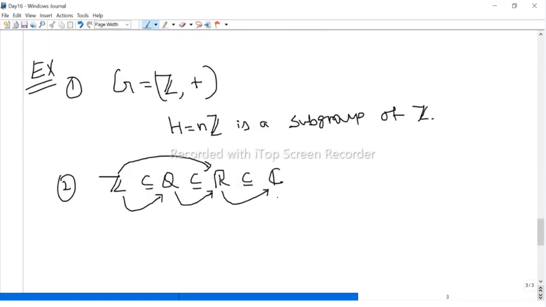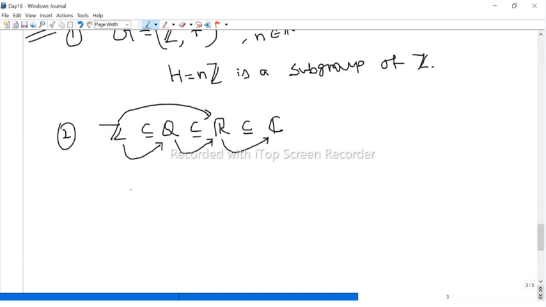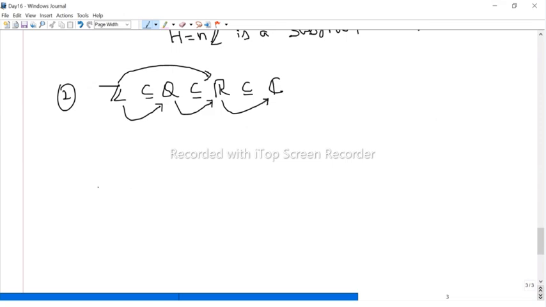So in Z, the only subgroups are nZ, where n is any natural number. If we take n equal to 1, you get the whole group. If we take n equal to 2, you get all multiples of 2. If we take n equal to 3, you get all multiples of 3. So these are all the subgroups, and this is the relation between the subgroups.